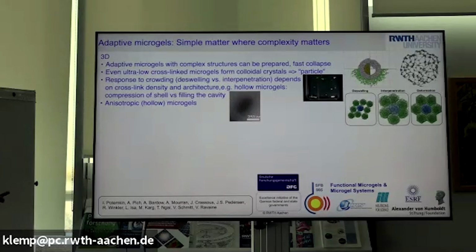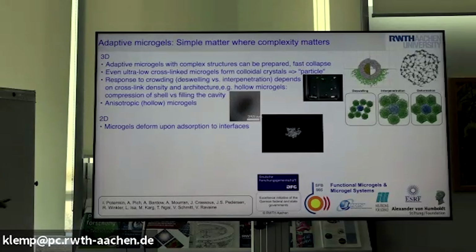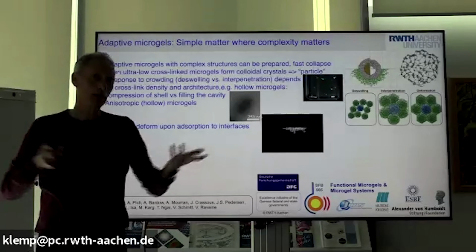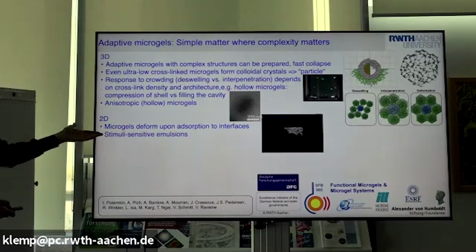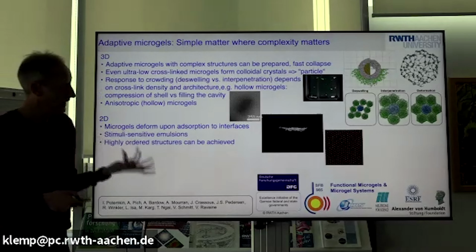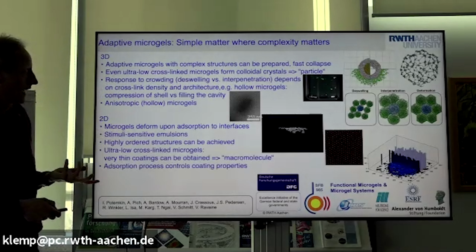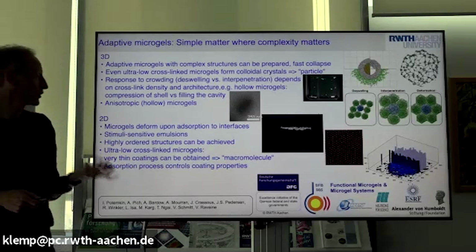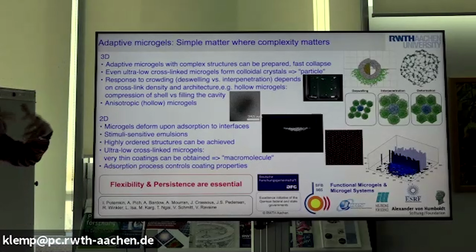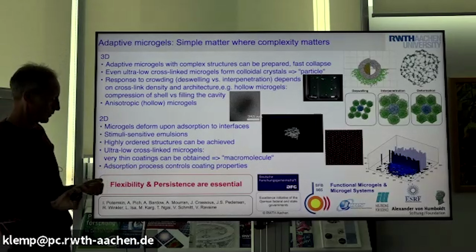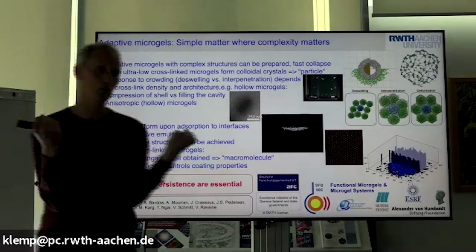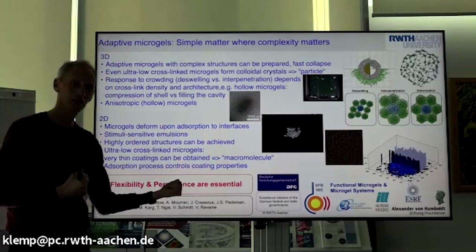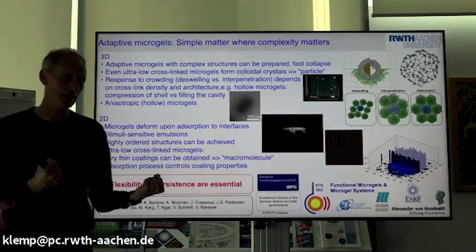We can go for anisotropic microgels. And in 2D, they strongly deform when adsorbing to an interface. We can make stimuli-sensitive emulsions. We can get highly ordered structures. And we can have extremely soft coatings as well. So we can play with the surface properties. We can use them for coating applications. And to put all this together, I think we have an object where both the flexibility, being swollen and soft, is important, but as well the persistence, meaning that we have a cross-linked object. It has a structural integrity.